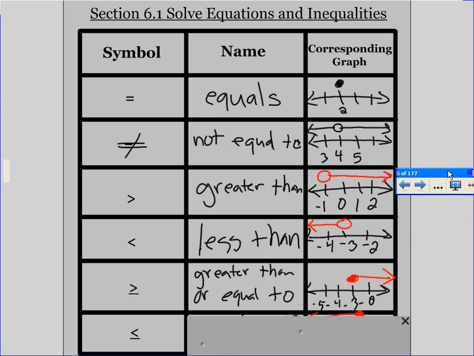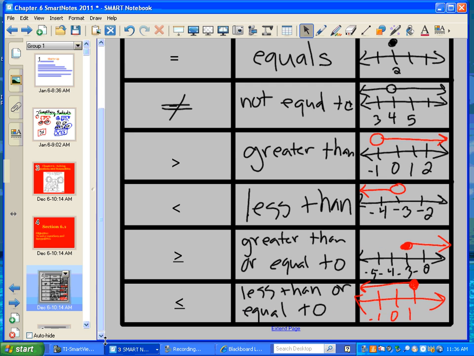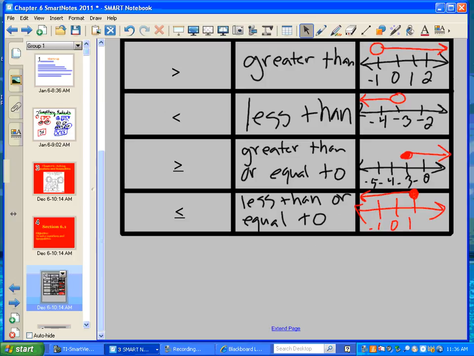And then the last one here is less than or equal to. And let me move this down for you. Less than or equal to is still a filled in circle. Okay.